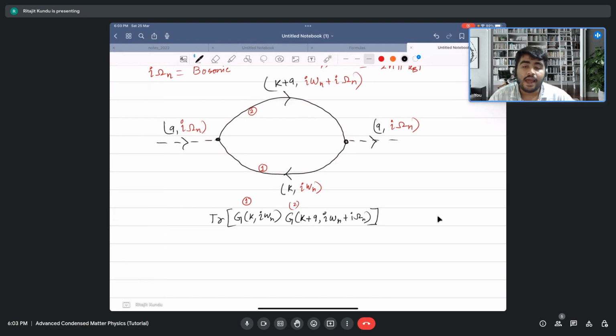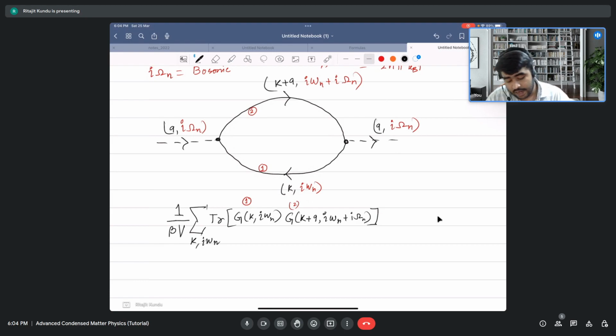Okay. And so you see that the undetermined frequency and momentum are this k and i omega n, right? Because that goes inside the loop and that can be anything. So whatever choice you take, you take all of these choices and sum over, right? So I can write it as a discrete summation over k and i omega n. Okay, and we have some normalization according to Feynman's rules for imaginary frequencies, which is given by beta times V. So V is the volume of that system.